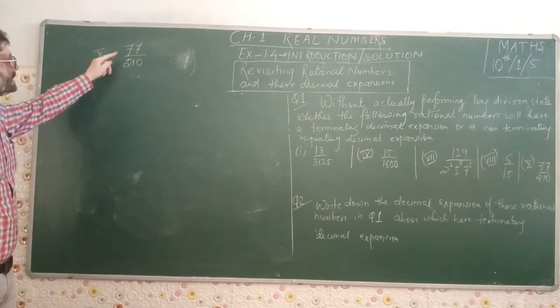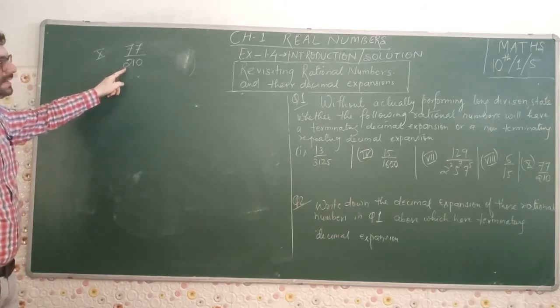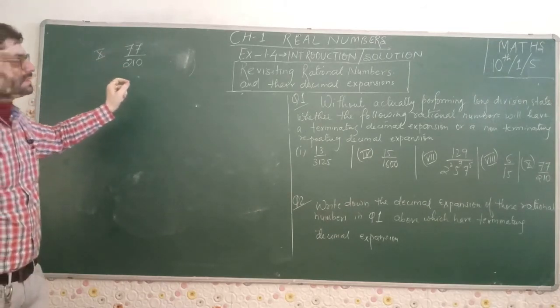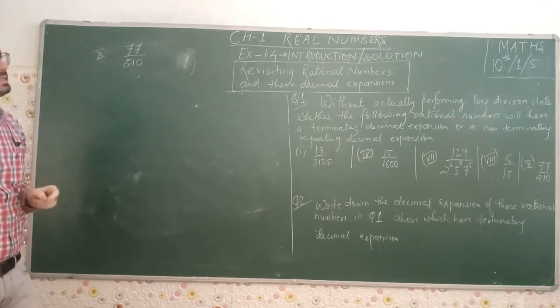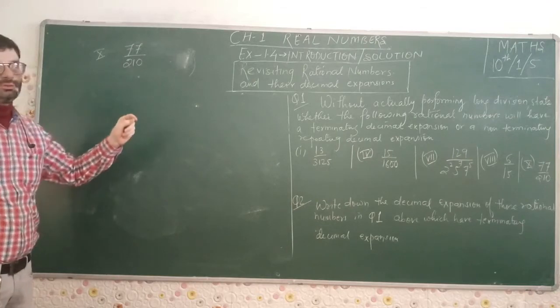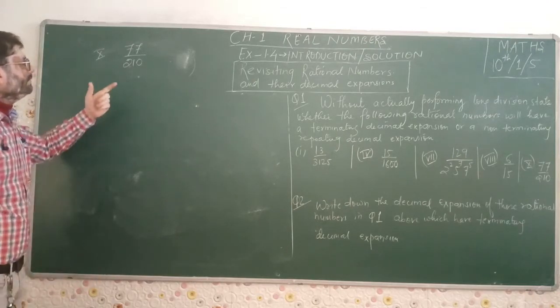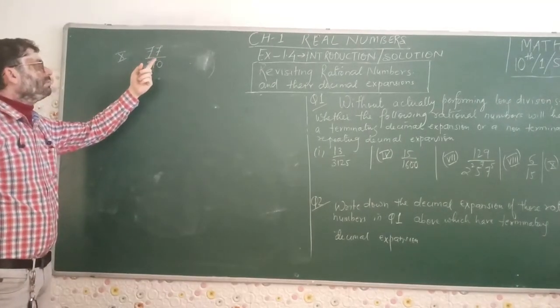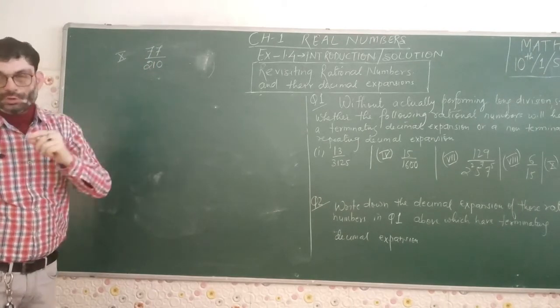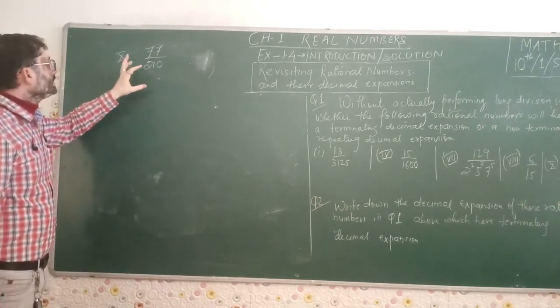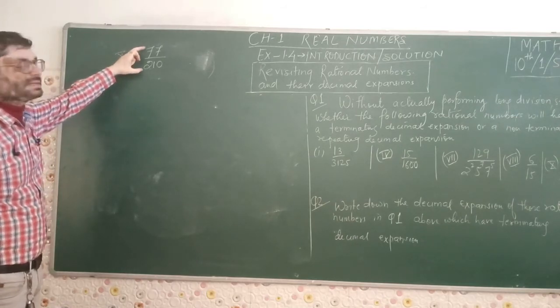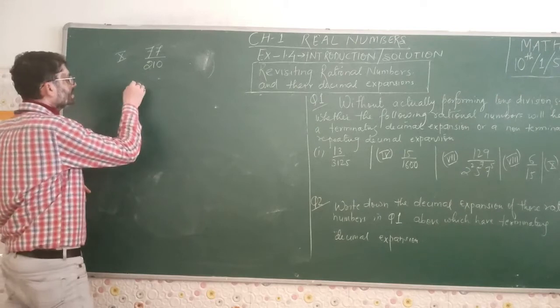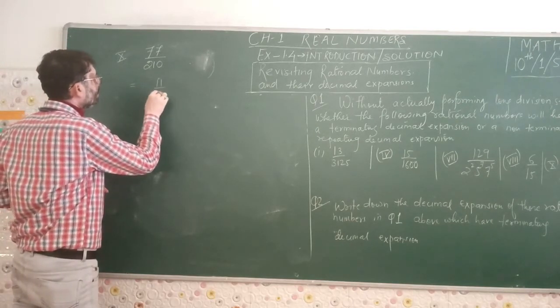Next, 77 by 210. We have to check whether it's a terminating decimal expansion or a non-terminating repeated decimal expansion as per the question. So first of all, we have to change this in the form of P by Q with P and Q both to be co-primes. Observing the P by Q form, we can very well see that it has a common factor 7. So if you cancel it, you get 11 by 30.